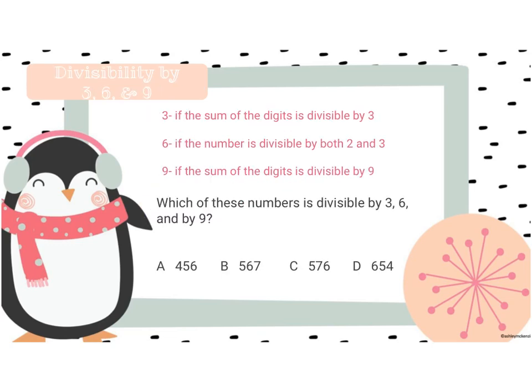Okay, which of these numbers is divisible by 3, 6, and 9? I want you to work this out on your whiteboard, see if you can figure it out. Which one of these 4 numbers is divisible by 3, 6, and 9? All 3 of those. Okay, got one answer up. You can put it down, Luke. You're good. Thank you.